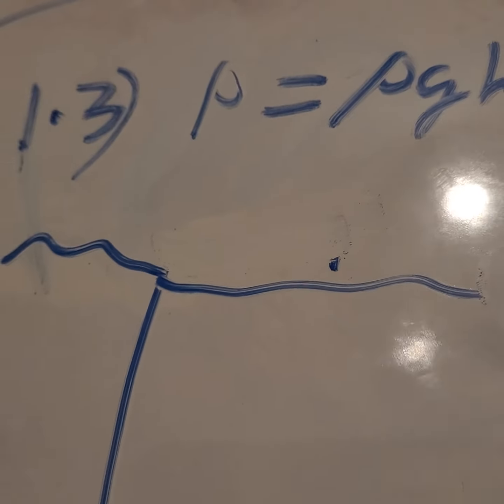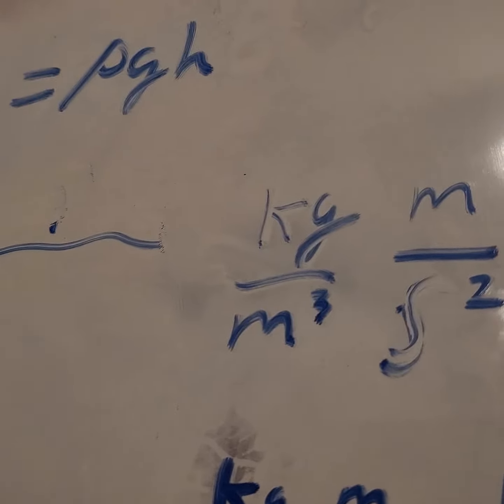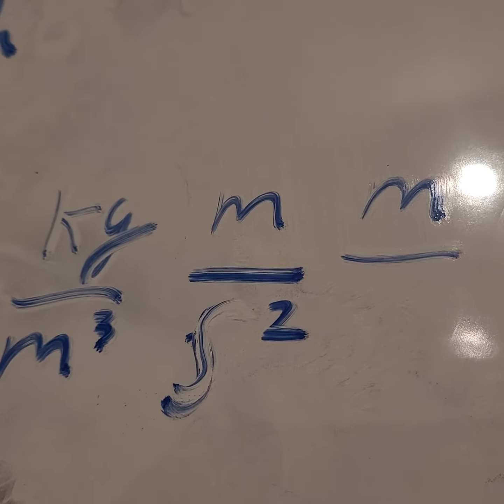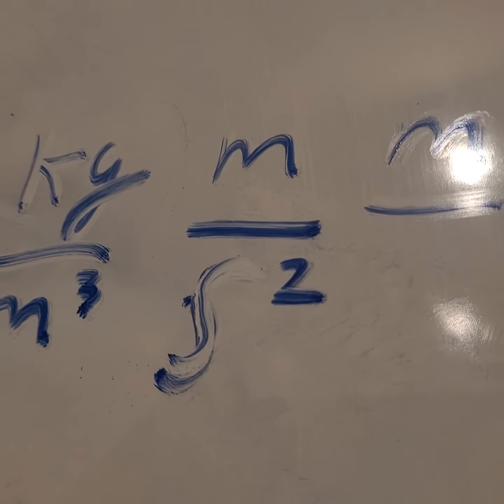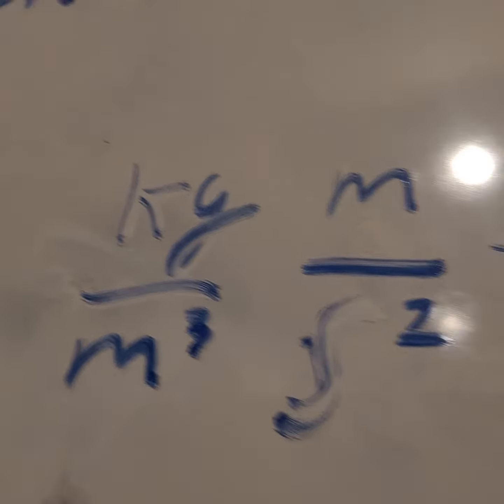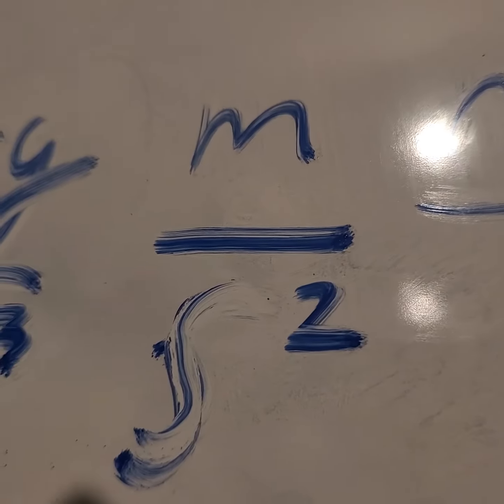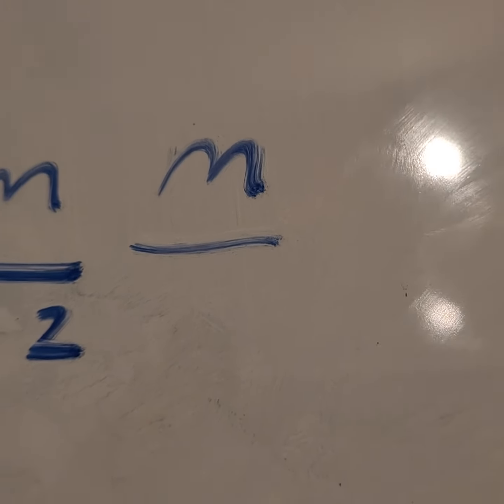But one intuitive way of looking at it is if you draw the units for density, so it's kilograms per meters cubed, and the units for acceleration, which is meters per second squared. So that's there. So this is density, and this is acceleration, and then this is the units for height, which is just meters.